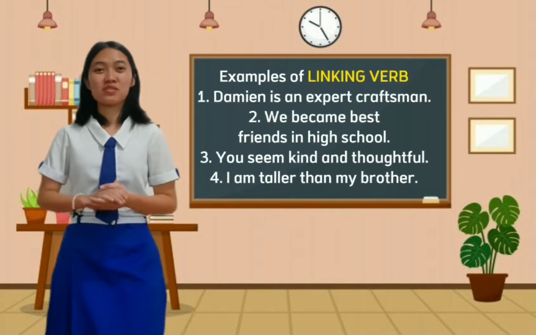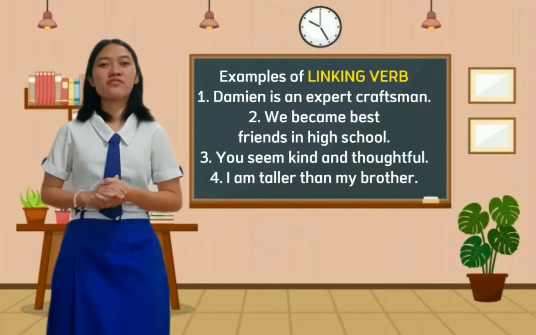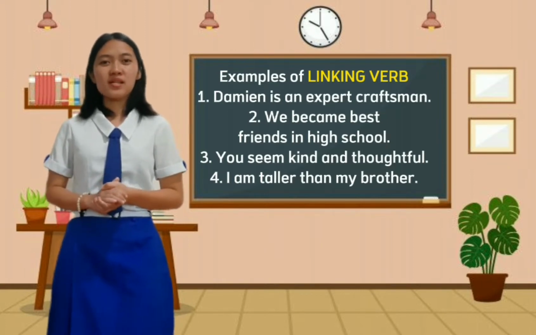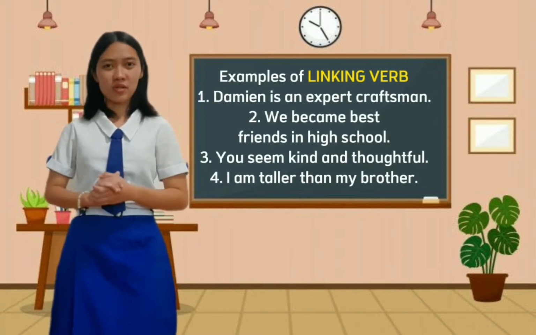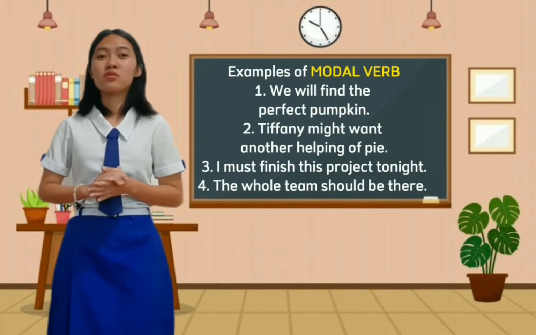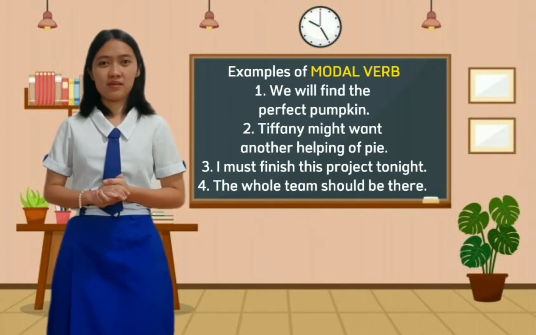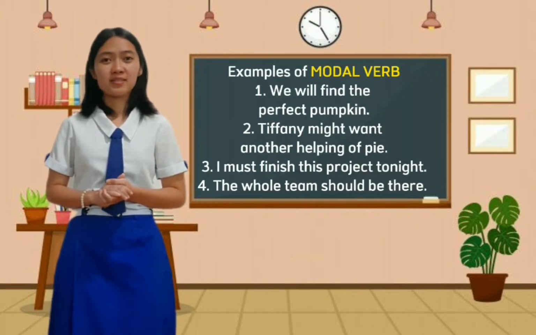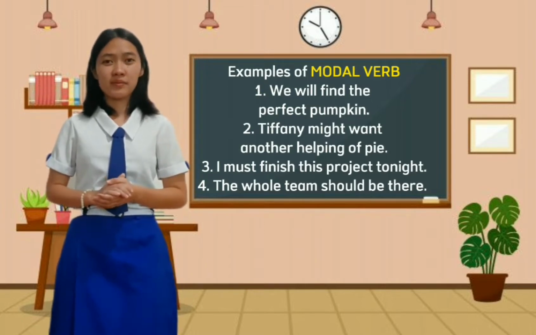How about examples of linking verbs in a sentence? Damien is an expert craftsman. We became best friends in high school. You seem kind and thoughtful. I am taller than my brother. Another example is modal verbs. We will find the perfect pumpkin. Tiffany might want another helping of pie. I must finish this project tonight. The whole team should be there.